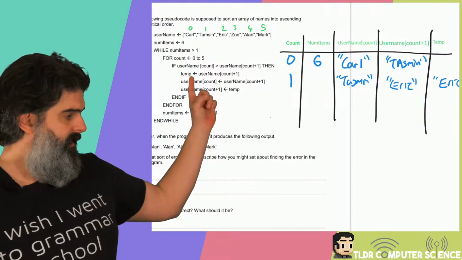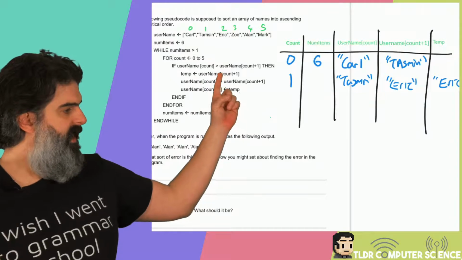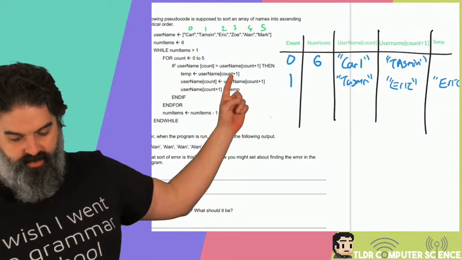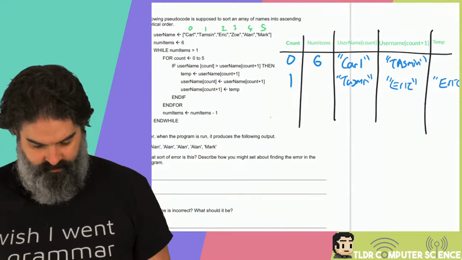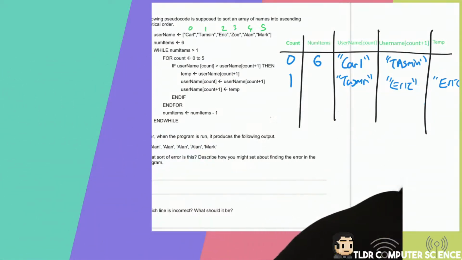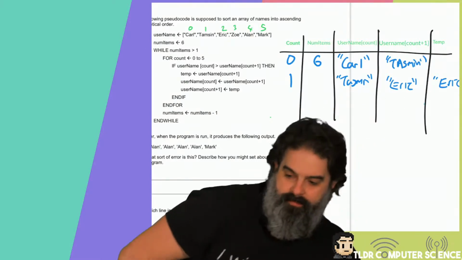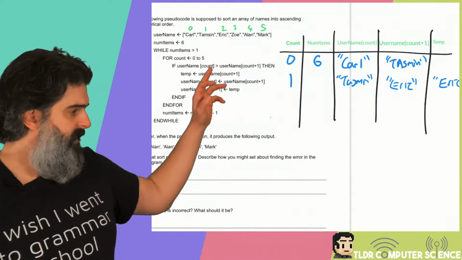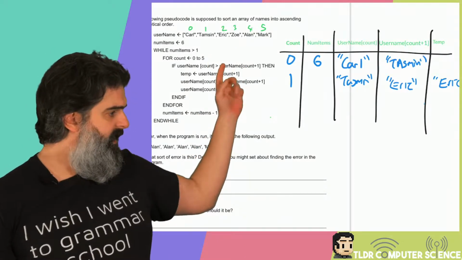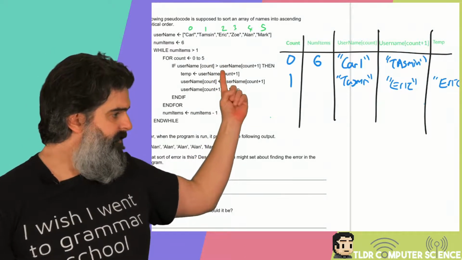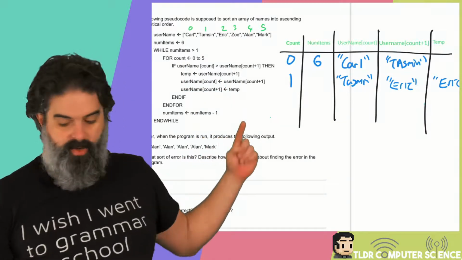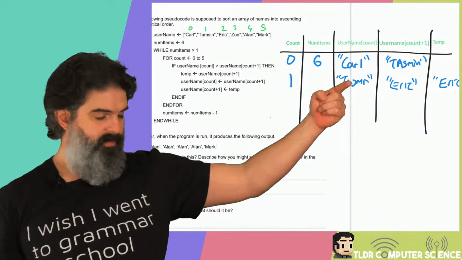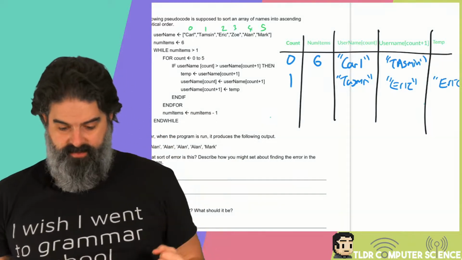Temp, so where were we? We were saying that user count is, we've got Tasmin and Eric. So we had Tasmin and Eric, and we're saying Tasmin is bigger than Eric. Temp became username plus 1, so that became Eric. So we're temporarily holding Eric.